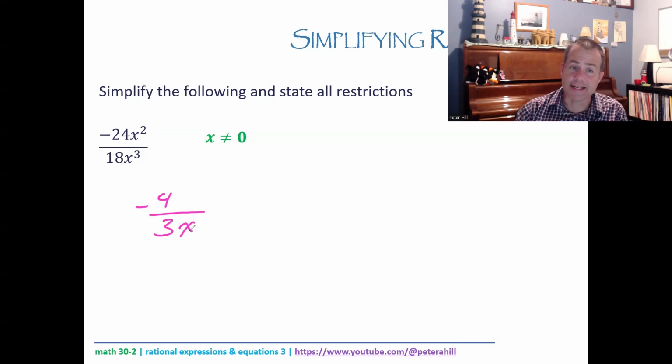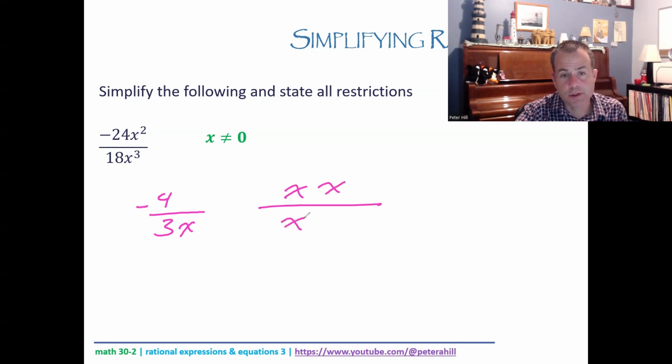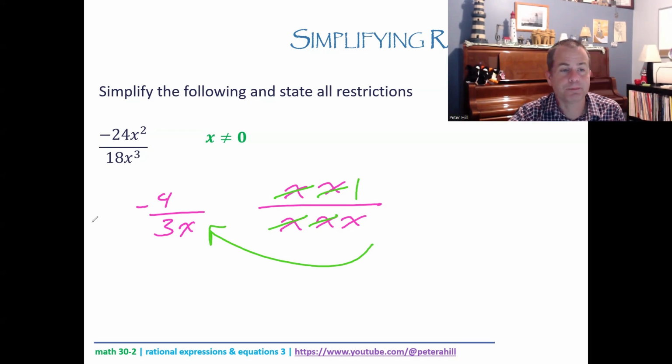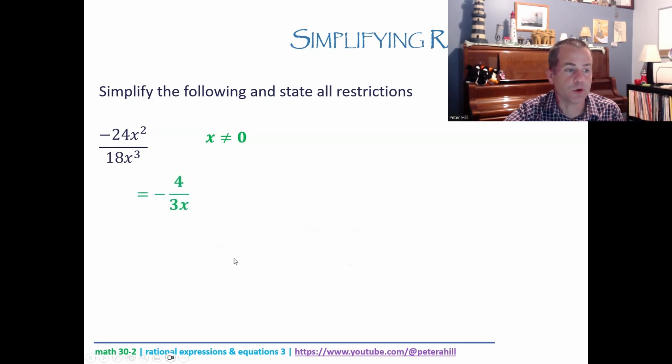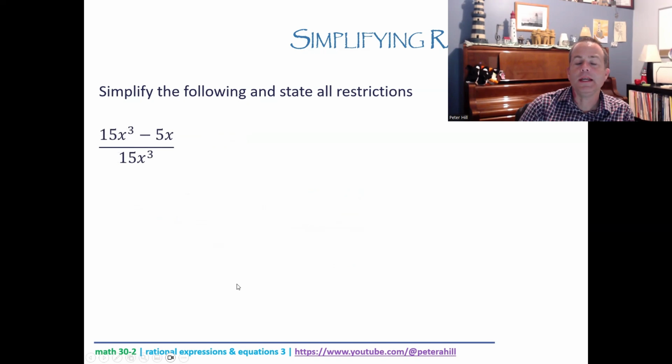Now, again, if you liked the visual thing that I did last time, that would look like this. xx over xxx, and then we would take a look at, okay, x divided by x is 1, so it's gone. x divided by x is 1, so it's gone. And so I'd be left with 1 over x. x is on the bottom there, and that would take me there as well. Okay? Whichever one you like the best, your math teacher will be super happy. Okay, so negative 4 over 3x. Yay.